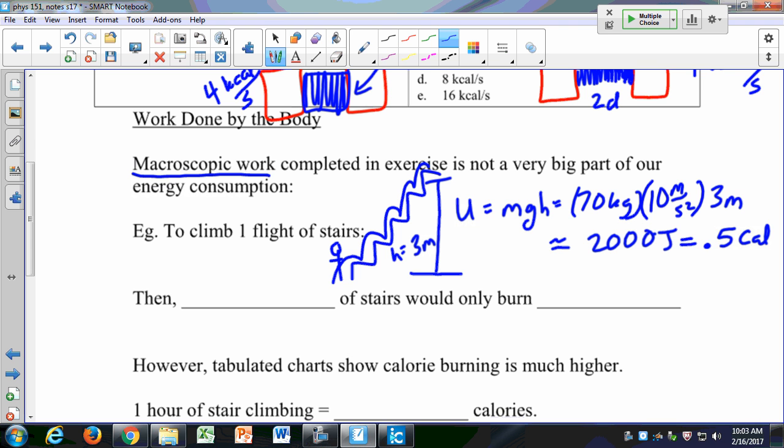So if you were to climb 200 flights of stairs, then you would only burn 100 calories. Not little c, but big C calories. Have you ever been on a stair stepper or whatever? 100 flights of stairs, that's a lot of stairs. And you only burn like 100 calories? Does that make any sense to you at all? That's big C. Yeah, so those are like food calories. This is a big C too. So 2,000 joules is about a half a kilocalorie.